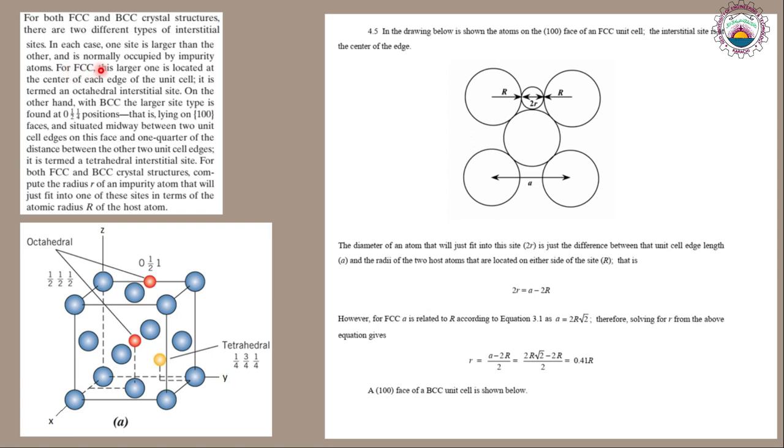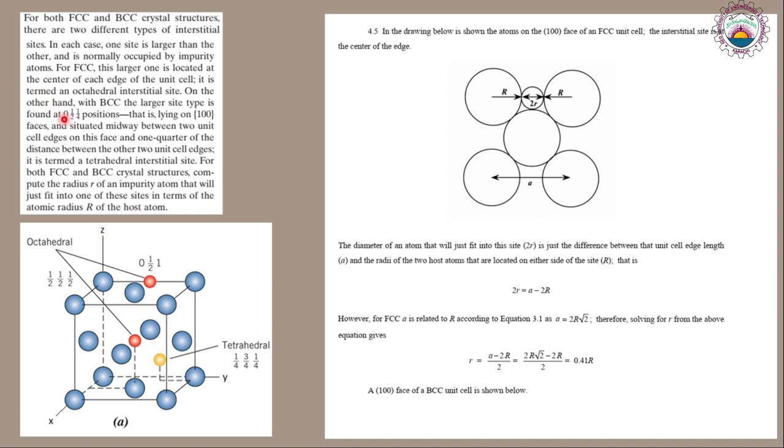For FCC, this larger one is located at the center of each edge of the unit cell. It is termed an octahedral interstitial site. As we have just drawn in the last slide, this larger one, that is the octahedral one, is located at the center of each edge of this unit cell. This is the edge of the unit cell. And we have just drawn the octahedral site in the last slide. It is termed an octahedral site.